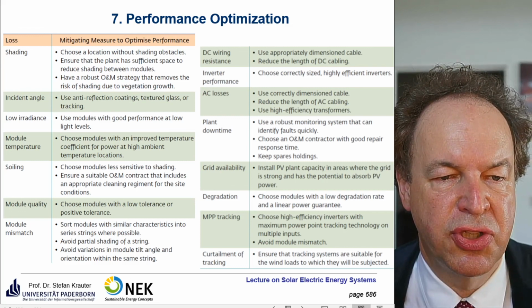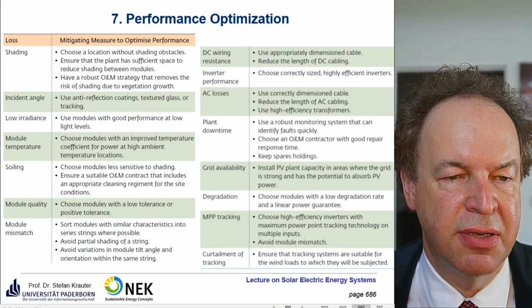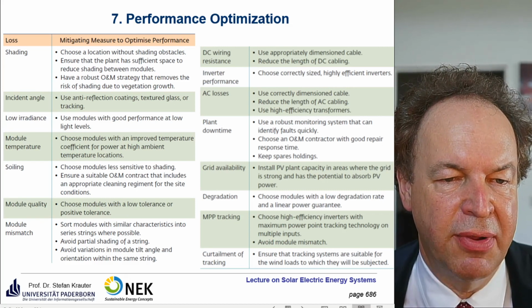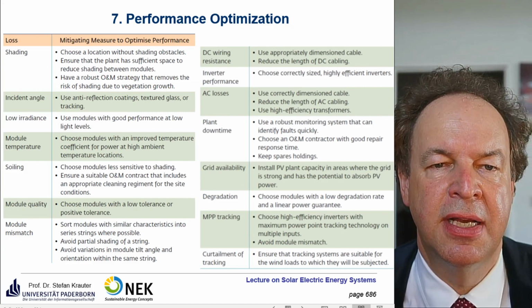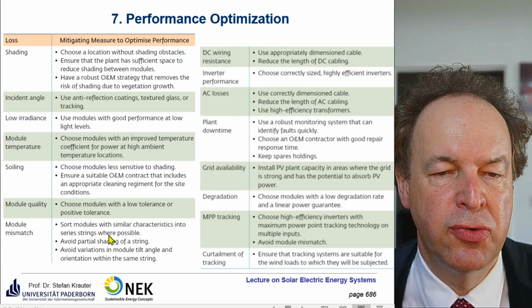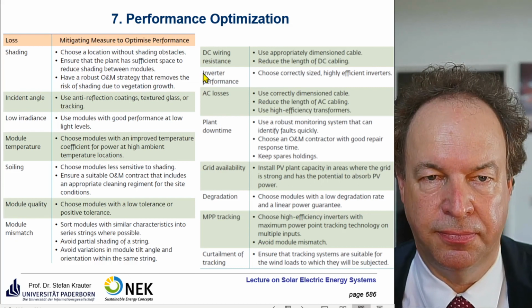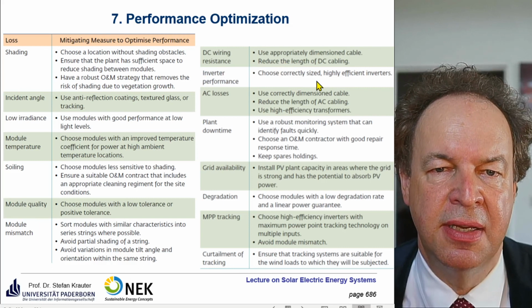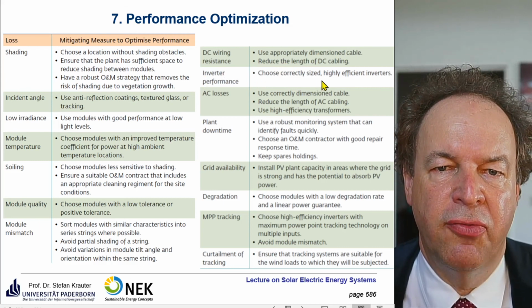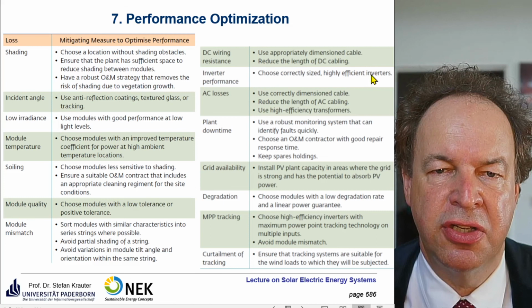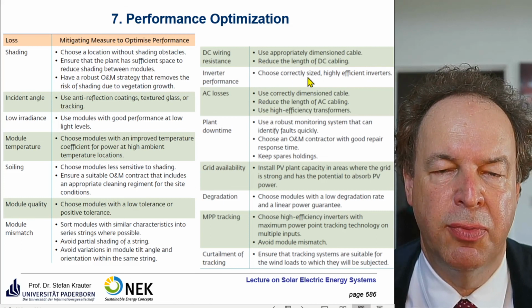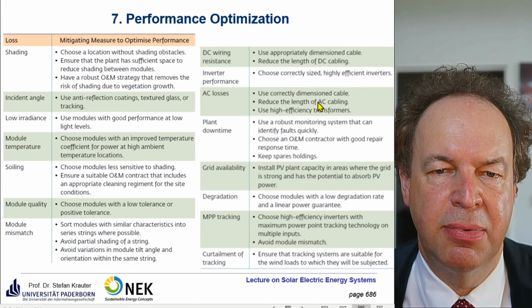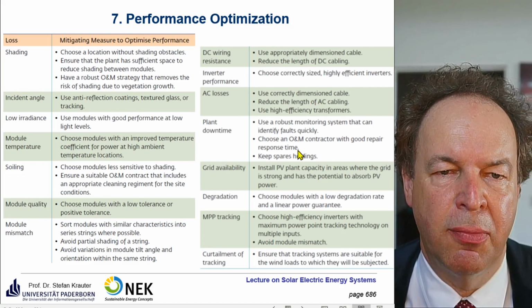Module mismatch: you sort the modules with similar characteristics in the series strings. When possible, avoid the partial shading of a string, avoid variations in module tilt and angle and so on in the same string. If you use module inverters, this isn't a big problem. DC wiring resistance we calculated already in the exercise. This also goes for the inverter performance. You have high efficiency inverters, and they have to be correctly sized. AC losses, also the sizing of the cables and so on, and high efficiency transformers.